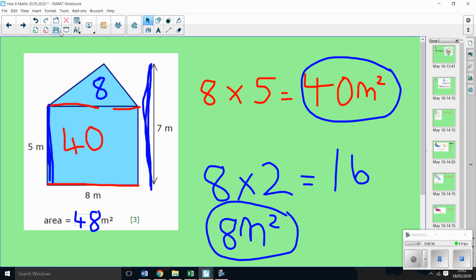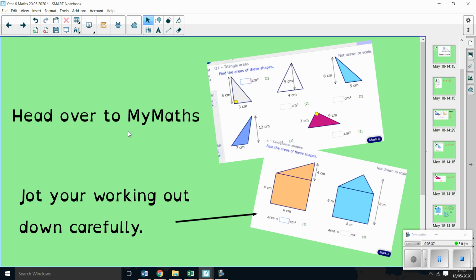So your job now is to head on over to My Maths. Okay, so your question 1 page looks like this. You've got 5 triangles to work out the area of them all. Most of them I reckon you could do in your head, because we're quick at our times tables now. The second page, I have advised you here to jot your working out down carefully, like I have just done on the previous slide. So you've got 2 shapes there to work out. Again, I reckon we're still aiming for full marks here, because it is just revision. We've done all this in class, and I've just shown you how to do it now.